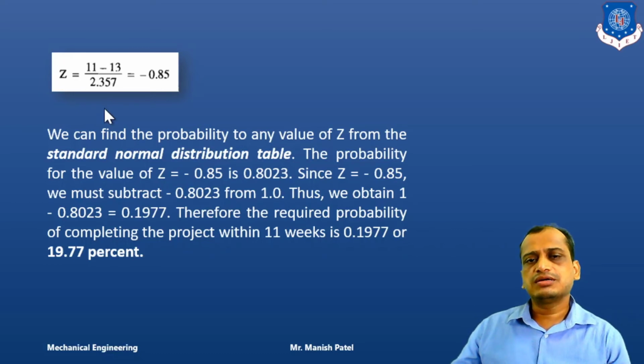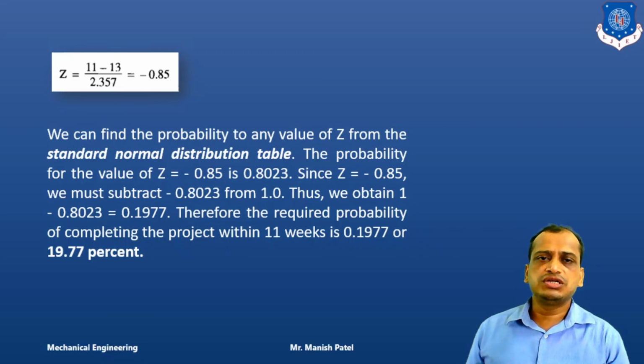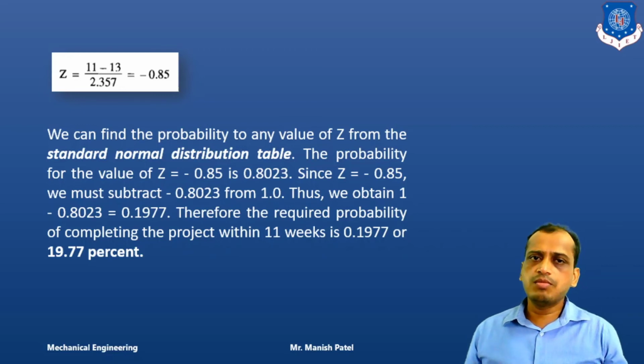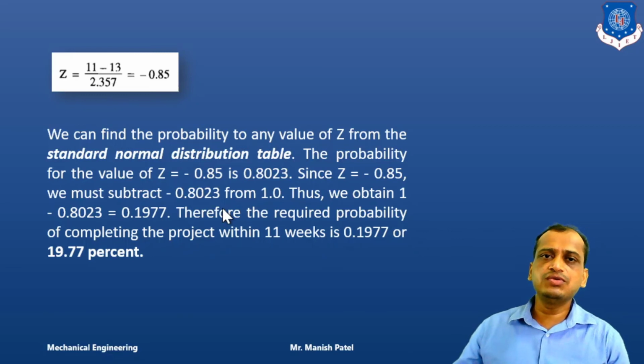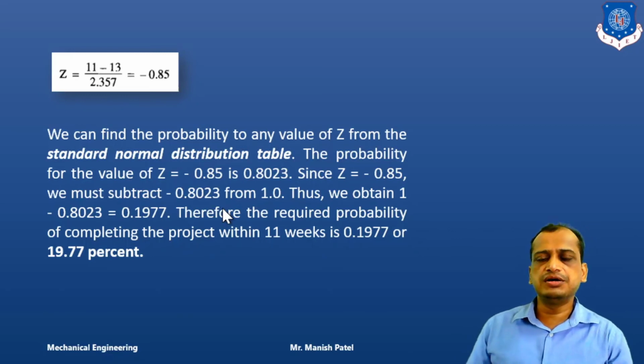That is nothing but the probability that the project will be completed within 11 weeks. So 0.19 is roughly around 20%, right? Roughly 20% chances are there that the project will be completed within 11 weeks. But the normal project duration is coming out to be 13 weeks. So in this way we can solve the examples of PERT.